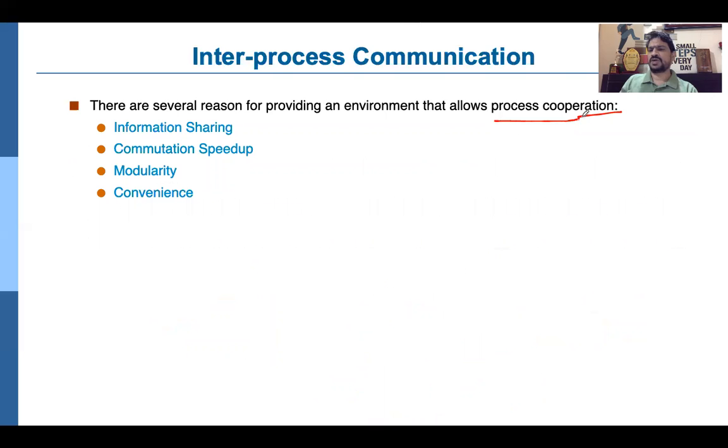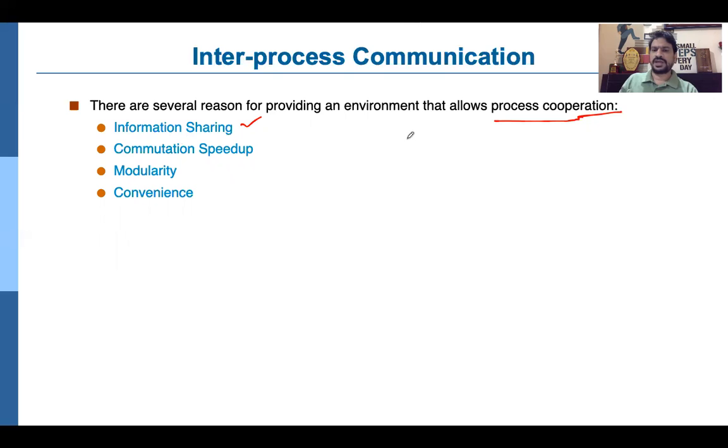These are the things which are possible with cooperative processes. The first thing that is possible with cooperative processes and not at all possible with independent processes is information sharing. Information sharing is not at all possible with independent processes. Information sharing is only possible with the help of cooperative processes. So cooperative processes can share information. How they can share the information, we'll see later on.